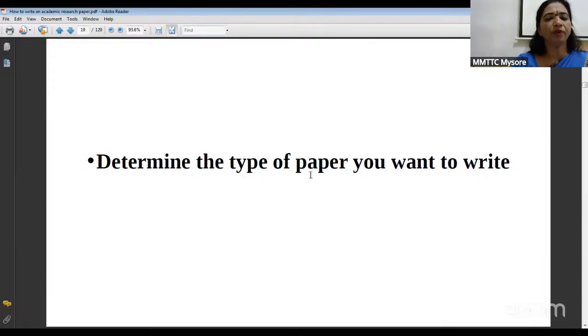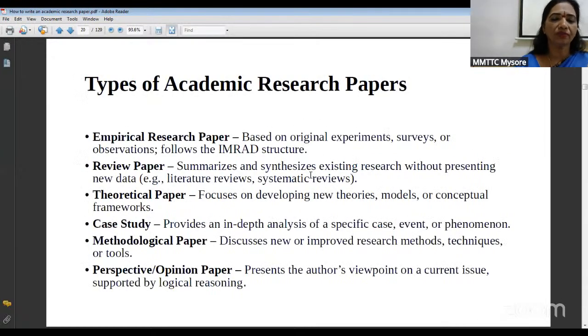Determine the type of paper you want to write. In the first step itself, you should decide what type of academic research paper you are writing. What are the different types of academic research papers? The first one is an empirical research paper, which is based on original experiments, surveys or observations, followed by the IMRAD structure which I showed: abstract, introduction, methods, results, discussion and conclusions.